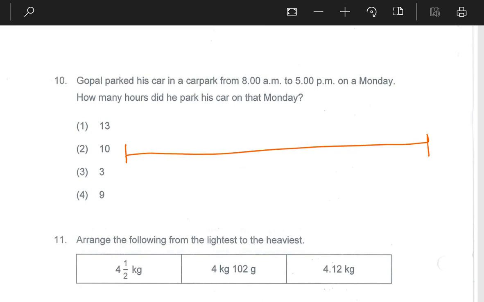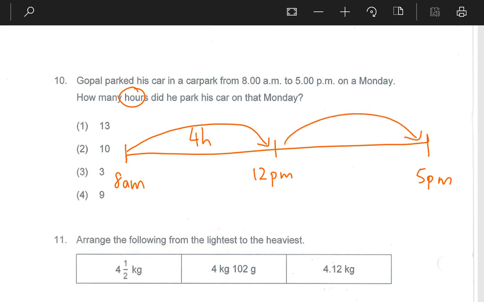Very easy question. You start off with 8 a.m. and you're going to end off with 5 p.m. You need to find the duration. How many hours is that? So we can jump to a very nice number, probably 12 noon. And this jump means 4 hours. Now from 12 all the way to 5, that makes another 5 hours. So 4 hours plus 5 hours will give you a total of 9 hours as the answer.